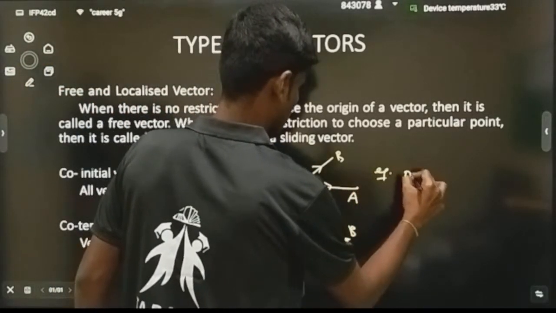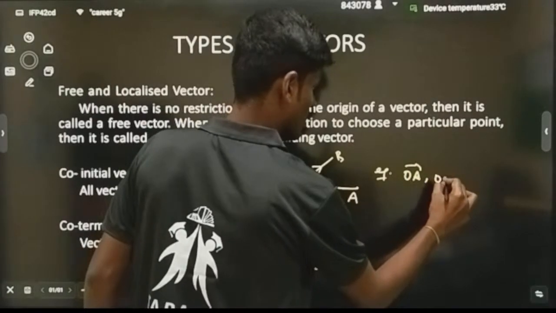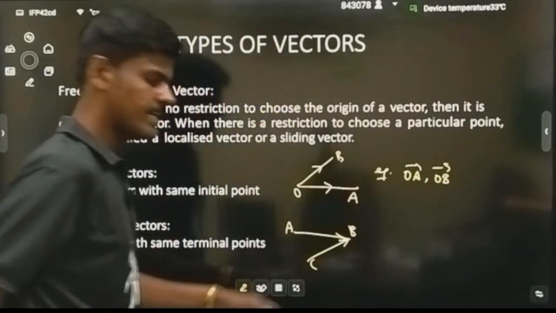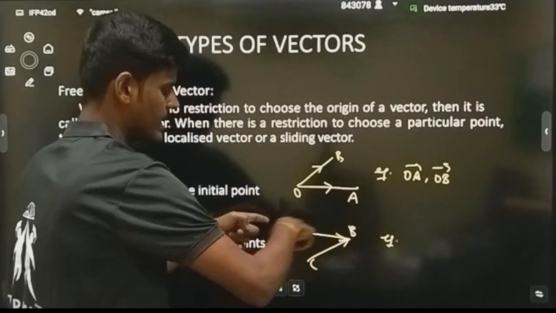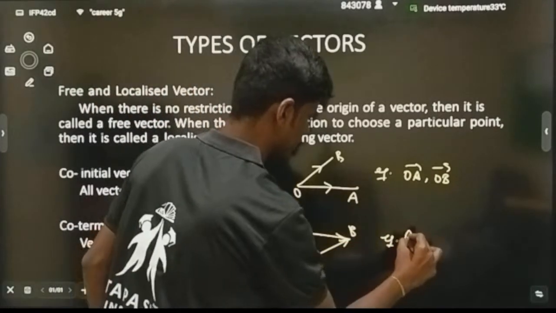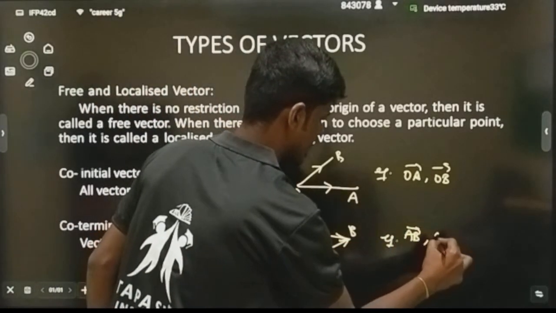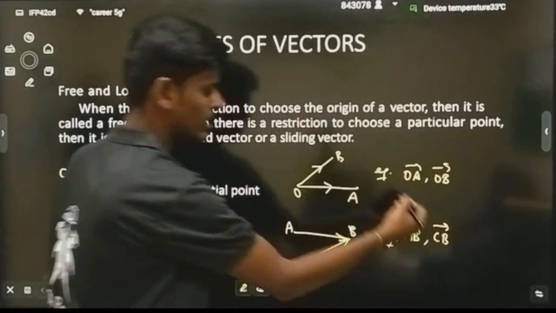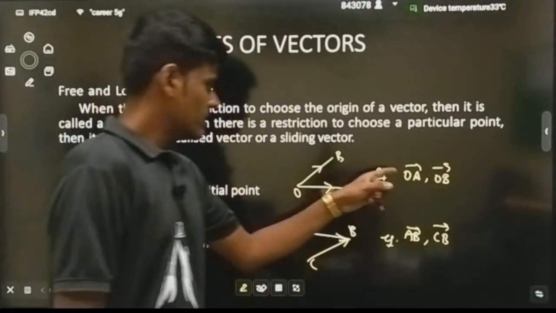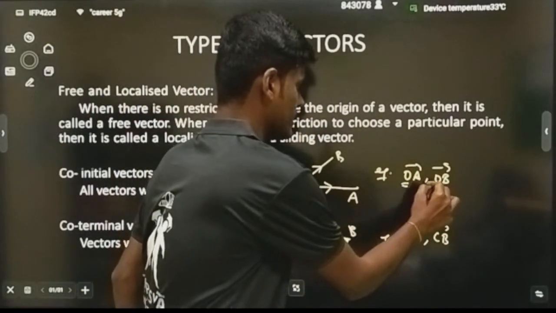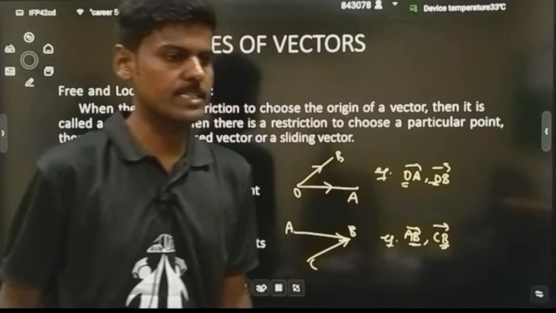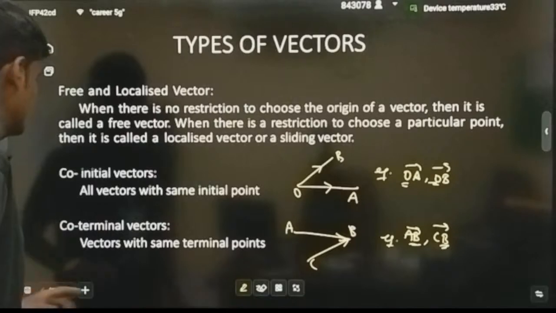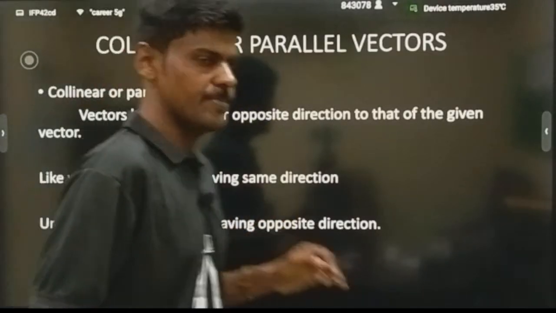Example is OA vector and OB vector are co-initial vectors. For co-terminal vectors, it is CB vector and AB vector. These two are co-terminal vectors. Co-initial means the first point is the same. Co-terminal means the second point is the same. That is the difference. Okay. These are all easy topics.